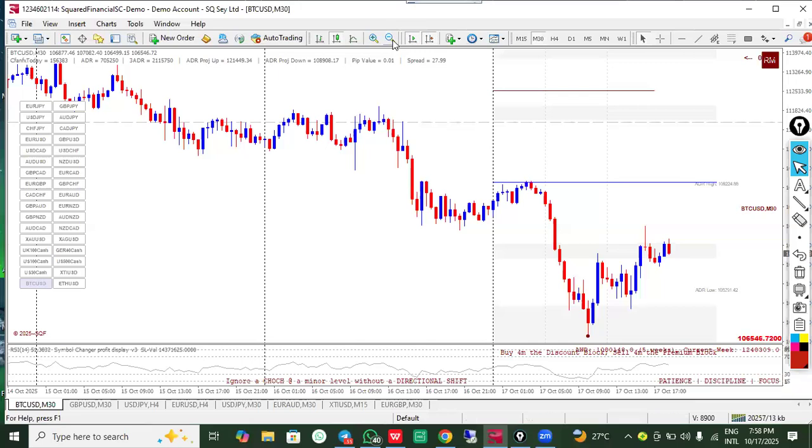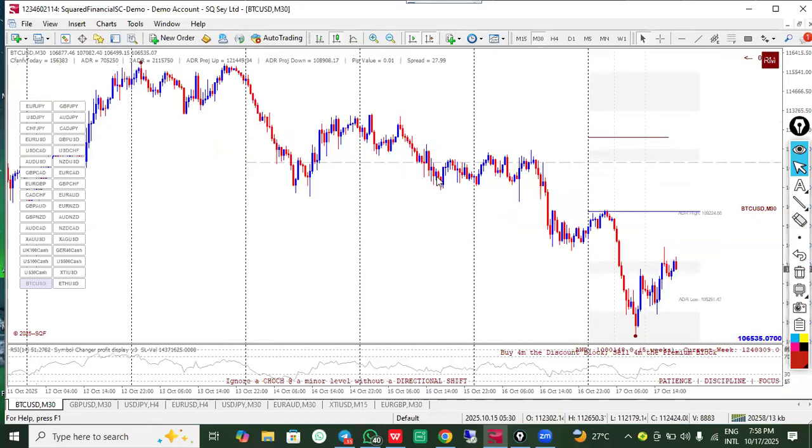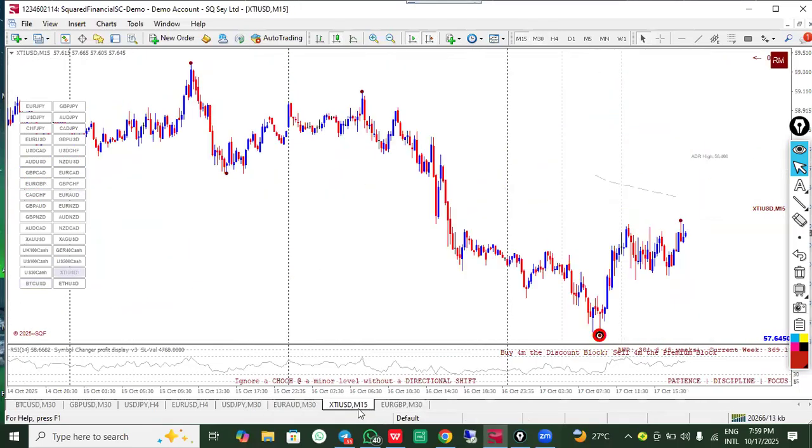BTC, USD. Which asset is this? Okay, BTC, US dollar. I'm just trying to search in some charts. I don't have much chart opened actually.